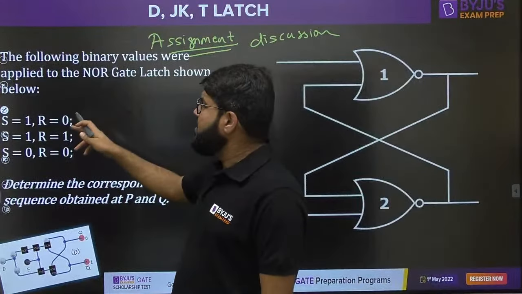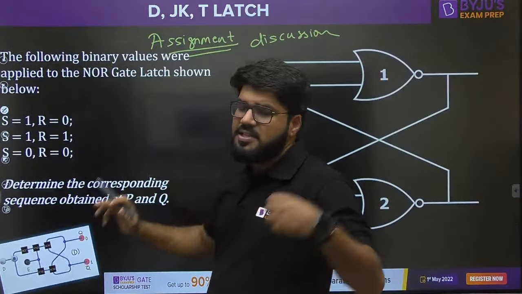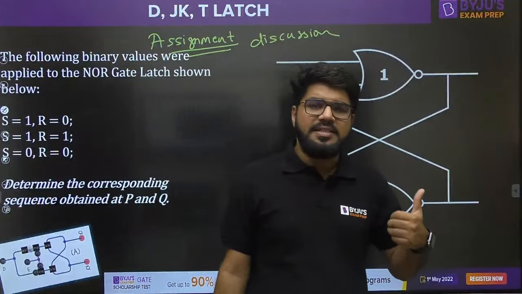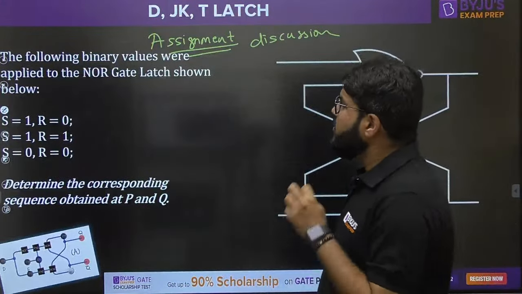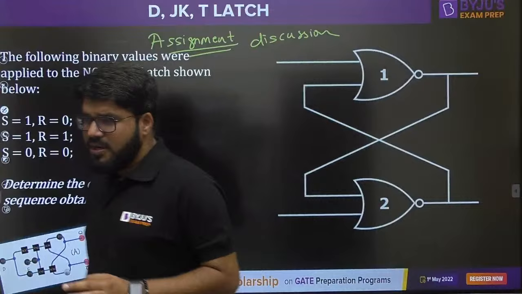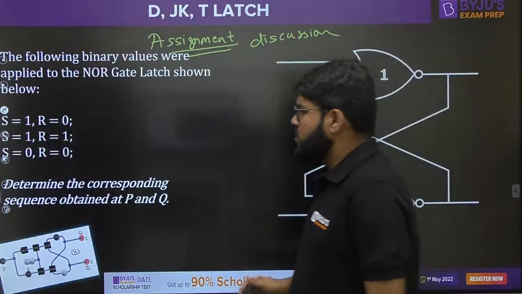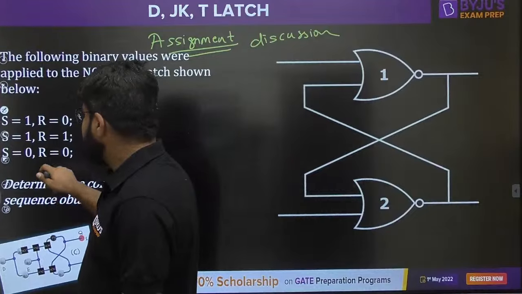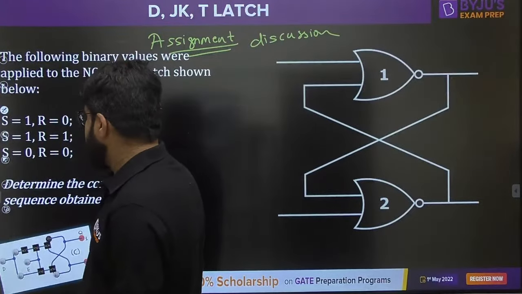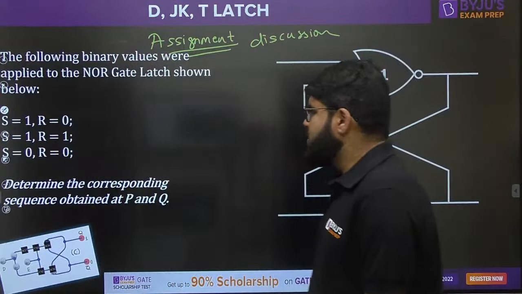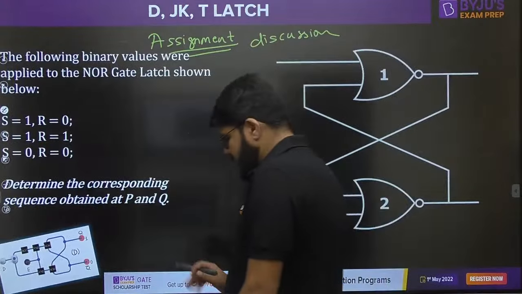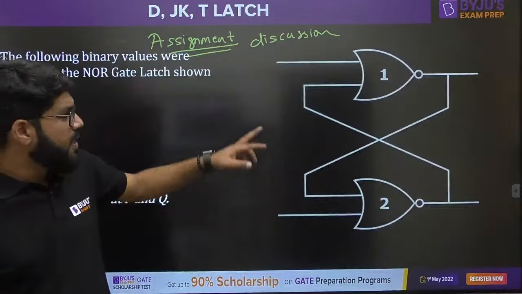The following binary values were applied to the NOR gate latch, the basic SR latch that we discussed yesterday: S equal to 1, R equal to 0; S equal to 1, R equal to 1; and S equal to 0, R equal to 0. Determine the corresponding sequence obtained at P and Q.